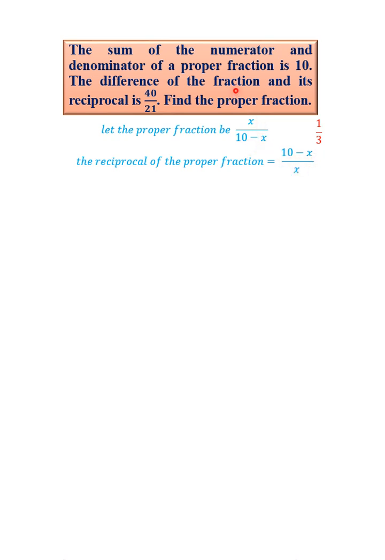And we are told that the difference is equal to 40 over 21, which is a positive number. And it therefore means that we are going to be subtracting the proper fraction from the improper fraction, so that 10 minus x all over x, the improper fraction, minus x all over 10 minus x, the proper fraction, equals 40 over 21, because the difference is this. From here, we can now solve for x.